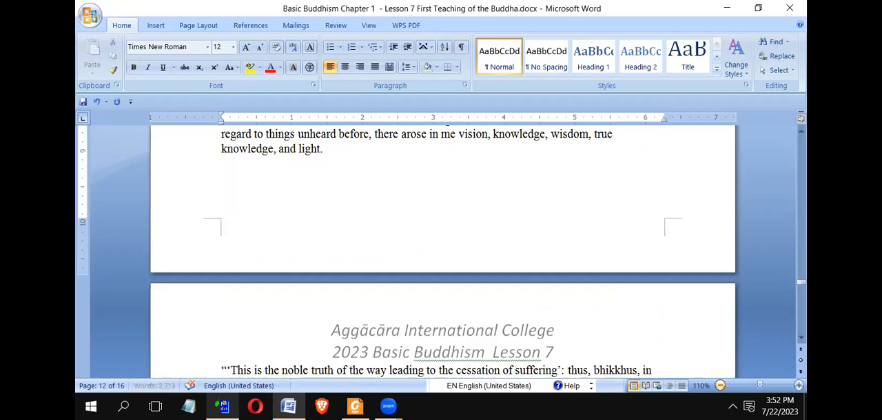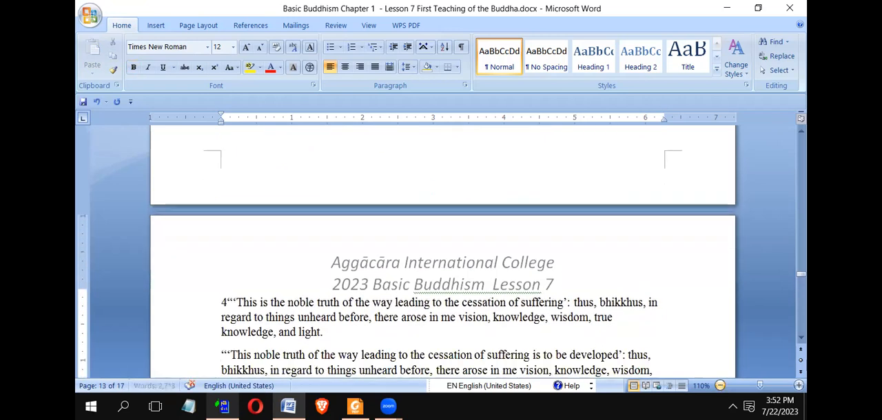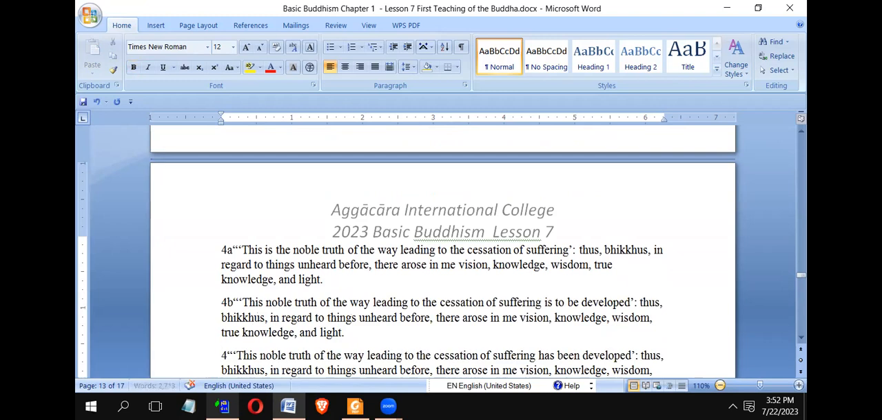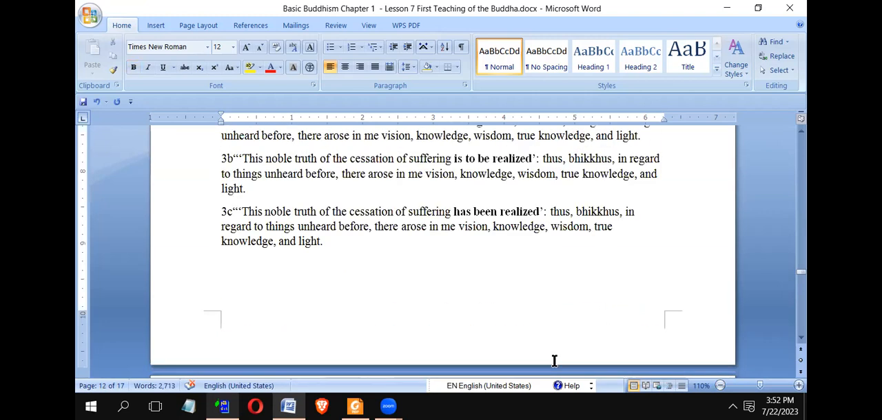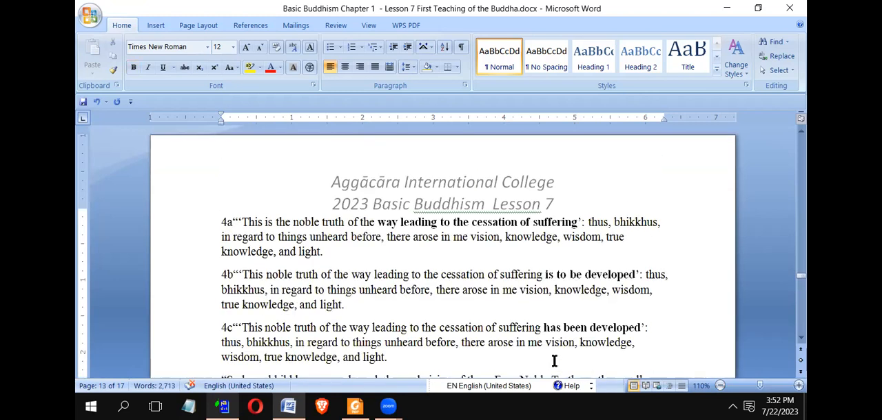Okay, next one. Number 4. This is the truth, 4A, 4B, 4C. This is the noble truth of the way leading to cessation of suffering. Magga. To be developed. Has been developed. So you notice that everything follows the pattern. The first statement, A, is always a statement of what it is. The second one is something that you need to do. The third one is what has been done, like has been developed, like having realized, having abandoned.